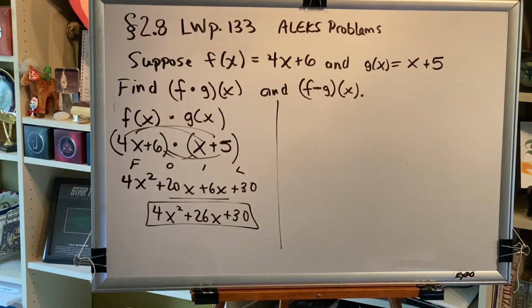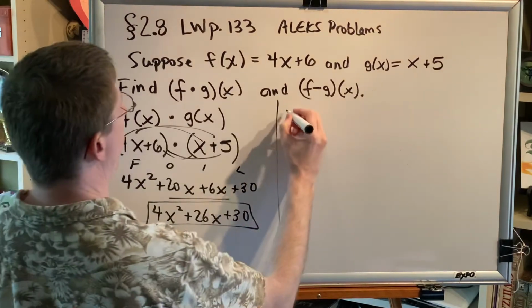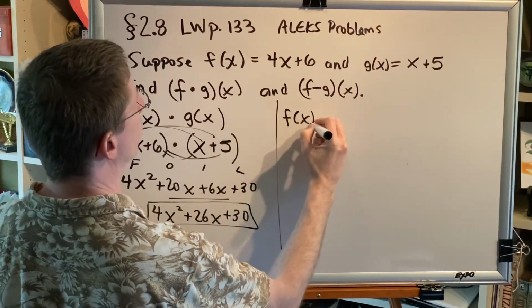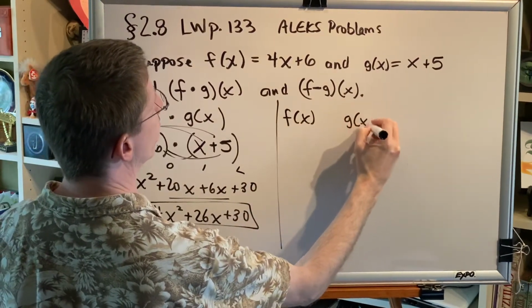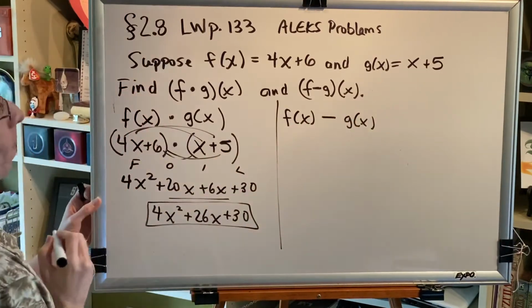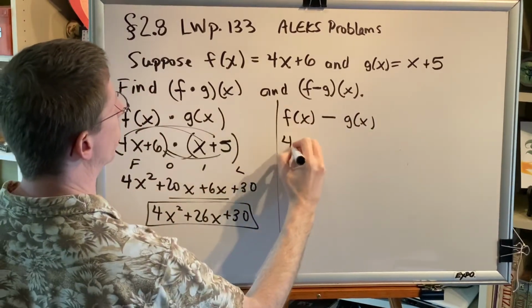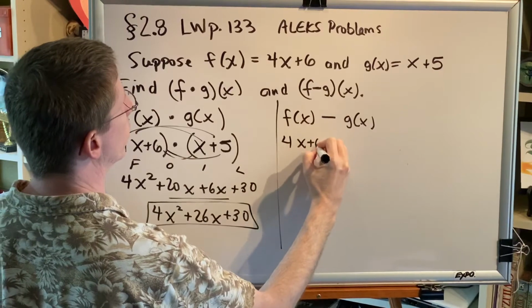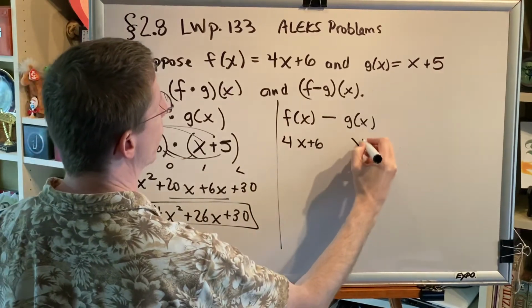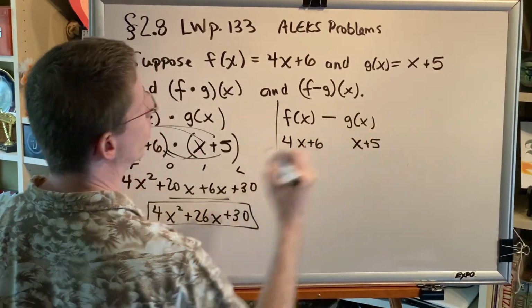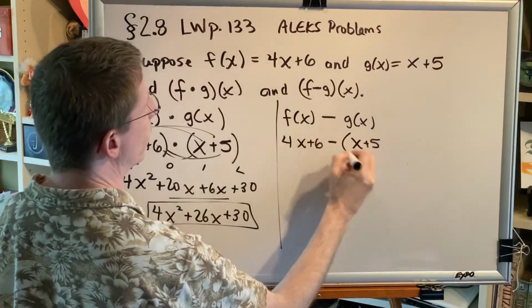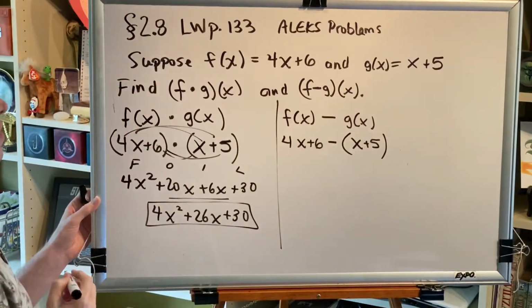Okay, let's try f minus g of x. That means take f of x and g of x and subtract them. F of x is 4x plus 6. G of x is x plus 5. Because we're subtracting, the x plus 5 must be put in parentheses.